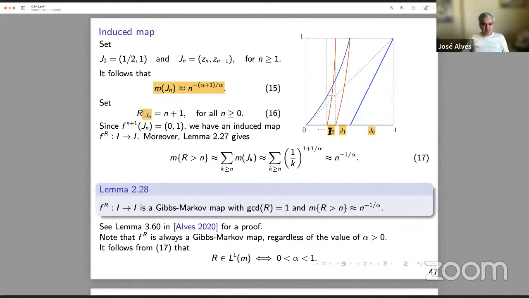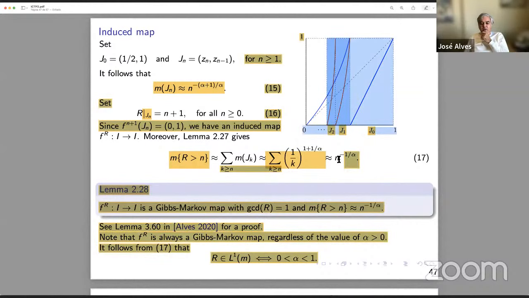It's important to have information on the recurrence times. According to the way we define it, the set of points whose recurrence time is bigger than n is precisely the union of the J's with index bigger than n. And so this is the sum, and this sum we know by what we know about the measure, where m here is the Lebesgue measure, the reference measure. And so we have this, okay?